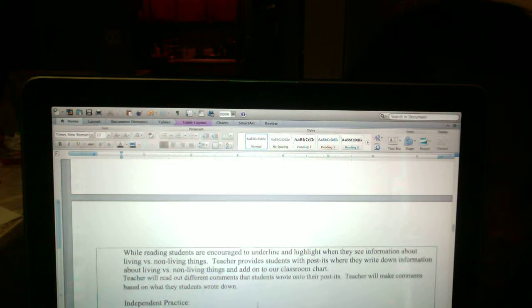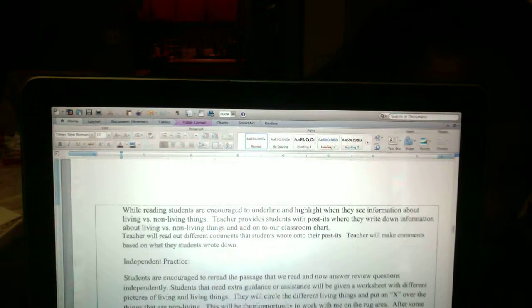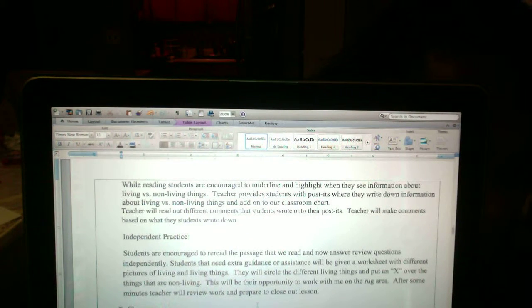I'll make comments based on what they wrote down, and I'll clear up any kind of misconceptions if necessary. So moving along to my independent practice, students are encouraged to reread the passage that we just read. And now at the bottom of that passage would be some review questions. For my students that I believe can do this by themselves, this is a chance for them to have a little time to reread it on their own, just in case they missed anything or there's something that they didn't quite understand. They can do so independently.